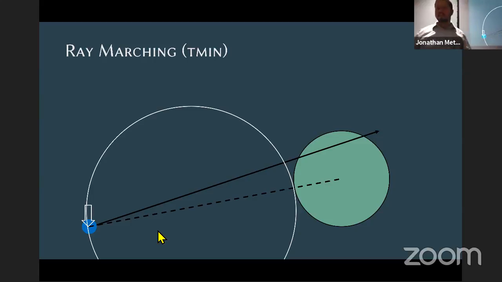Let's see here. Who wants to take a stab at irradiance? What is an irradiance volume?